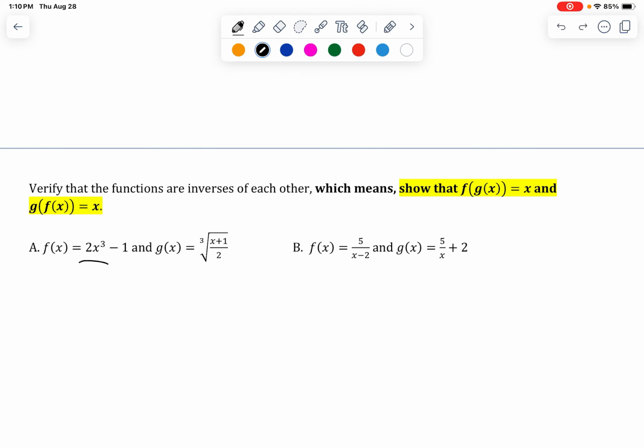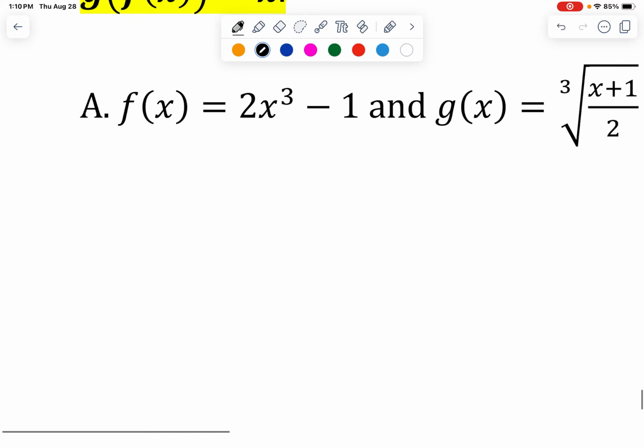So to show that two functions are inverses of each other, when it says verify the functions are inverses of each other, you're going to need to show that f of g of x simplifies to x, and g of f of x also simplifies to x. All right, so let's go ahead and do problem A right here. So we have f of g of x. We're going to find that and show that it simplifies to x, okay?